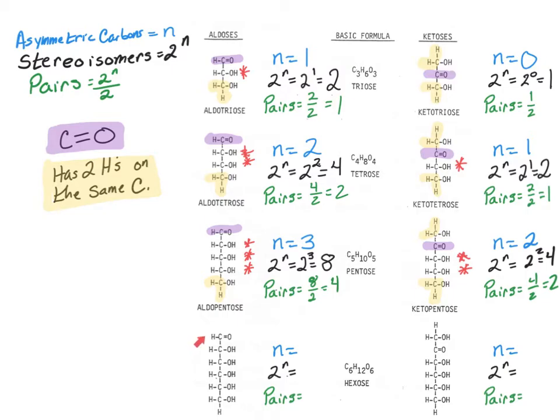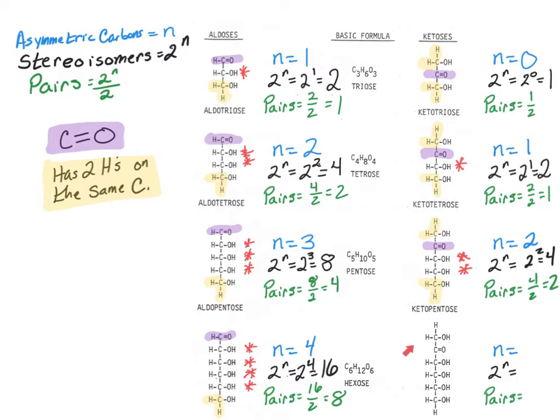The first one is not asymmetric because it's got 2 bonds to oxygen. The second one is asymmetric. The third one is asymmetric. The fourth one is asymmetric. And the fifth one is asymmetric. The sixth one is not asymmetric because it has 2 hydrogens bonded to it, so they are the same. So here we have n equal to 4. The number of stereoisomers is 2 to the power of 4, which is 2 times 2 times 2 times 2, which is 16. And we have 16 divided by 2, 8 pairs of isomers.